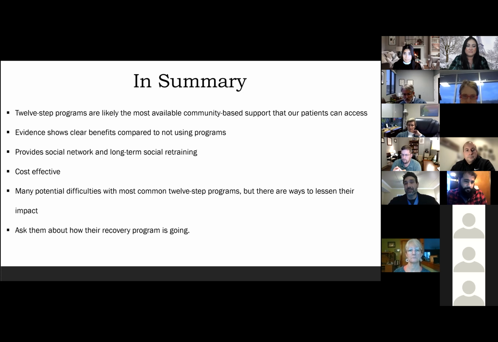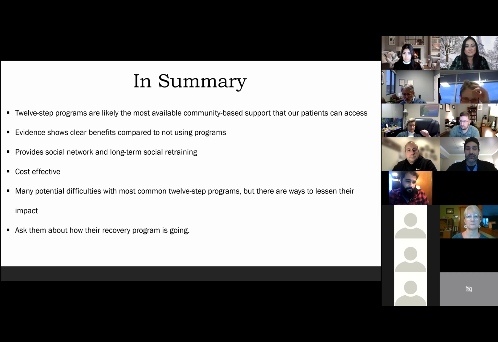It's extremely cost effective, all right? It's essentially free. And people use less medical resources if they're involved in 12-step programs. There's a lot of potential pitfalls to 12-step programs, but there are also ways to lessen their impact.